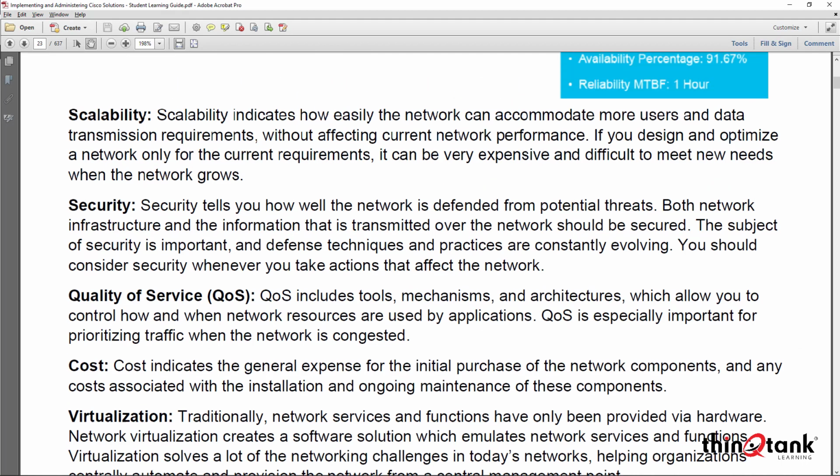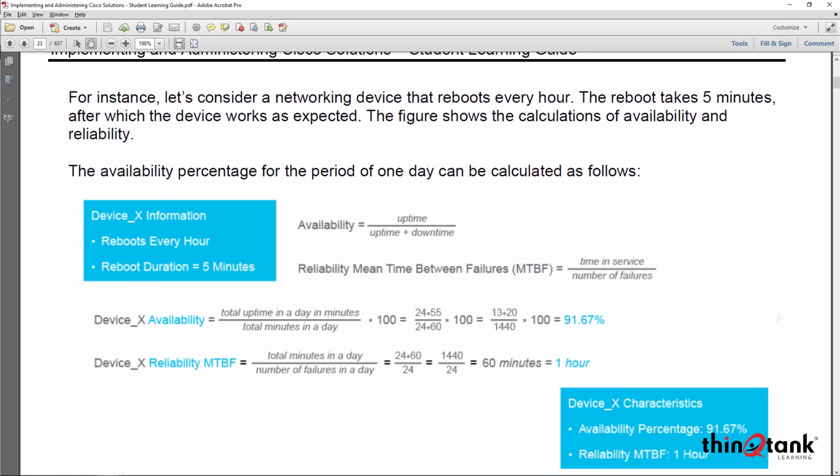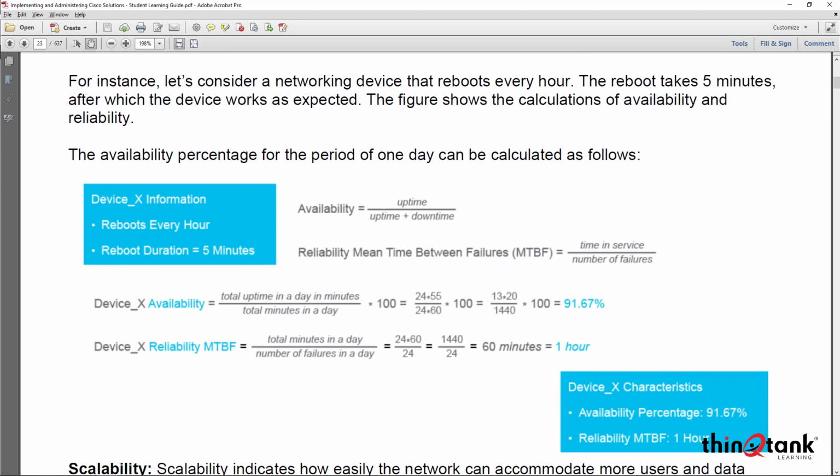So they do go through a little bit of an example here. For instance, let's consider a networking device that reboots every hour, and it takes about 5 minutes, after which the device starts working as expected. This diagram shows the calculations of availability and reliability. The availability percentage for the period of 1 day can be calculated as follows. So we have our device information. It reboots every hour, and the reboot duration time is 5 minutes. So we're talking about a 60-minute reboot every 60 minutes.